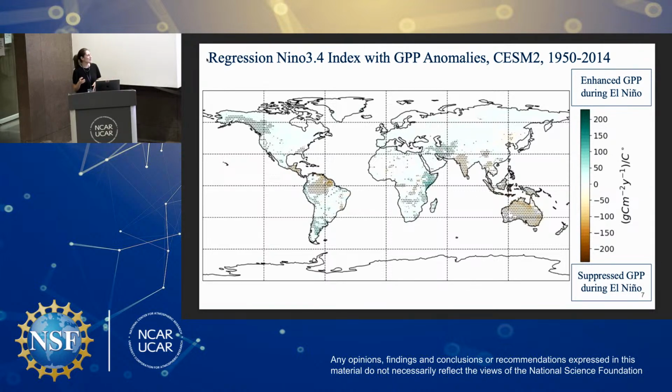And we start to see some patterns emerge here. We're seeing a suppression of GPP in the Amazon region associated with El Nino, as well as in South Asia, Oceania, and Australia. Conversely, we see during El Nino an enhancement of GPP in this Alaska, Northwest North America region, the Horn of Africa, a bit of the Middle East.